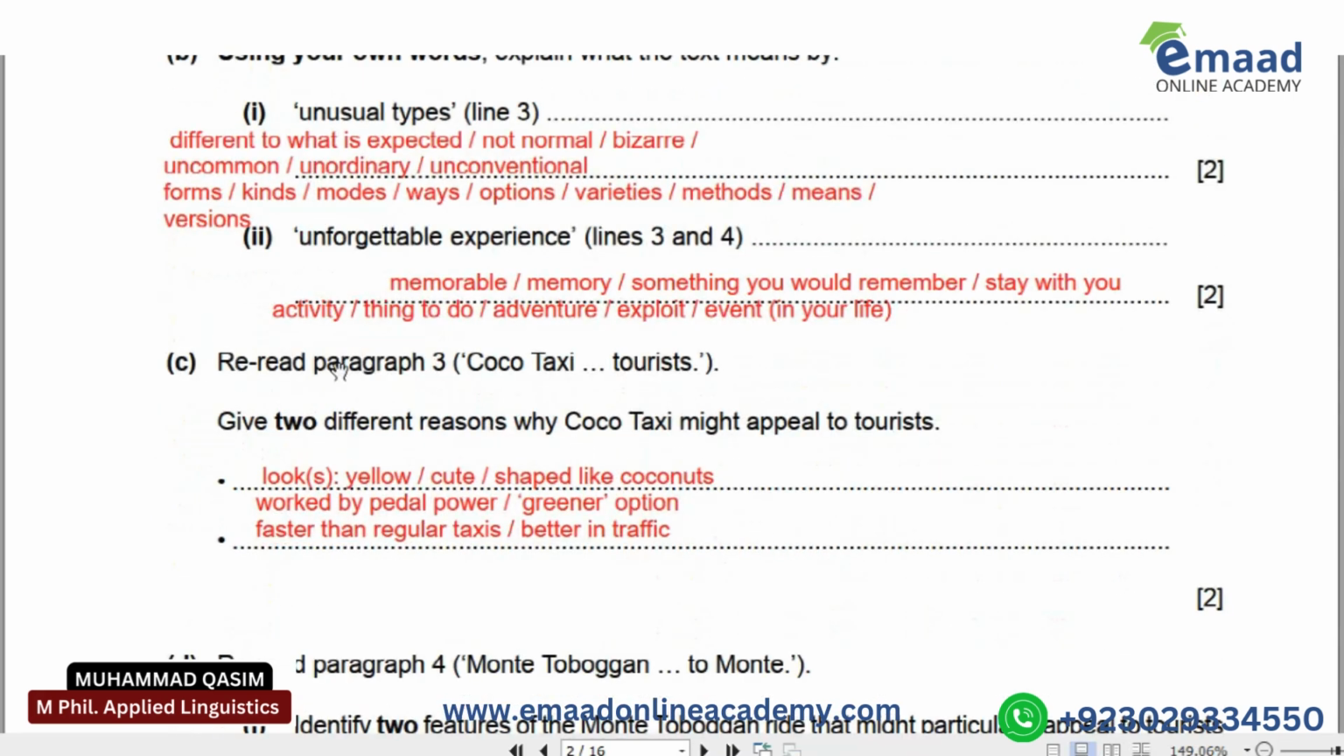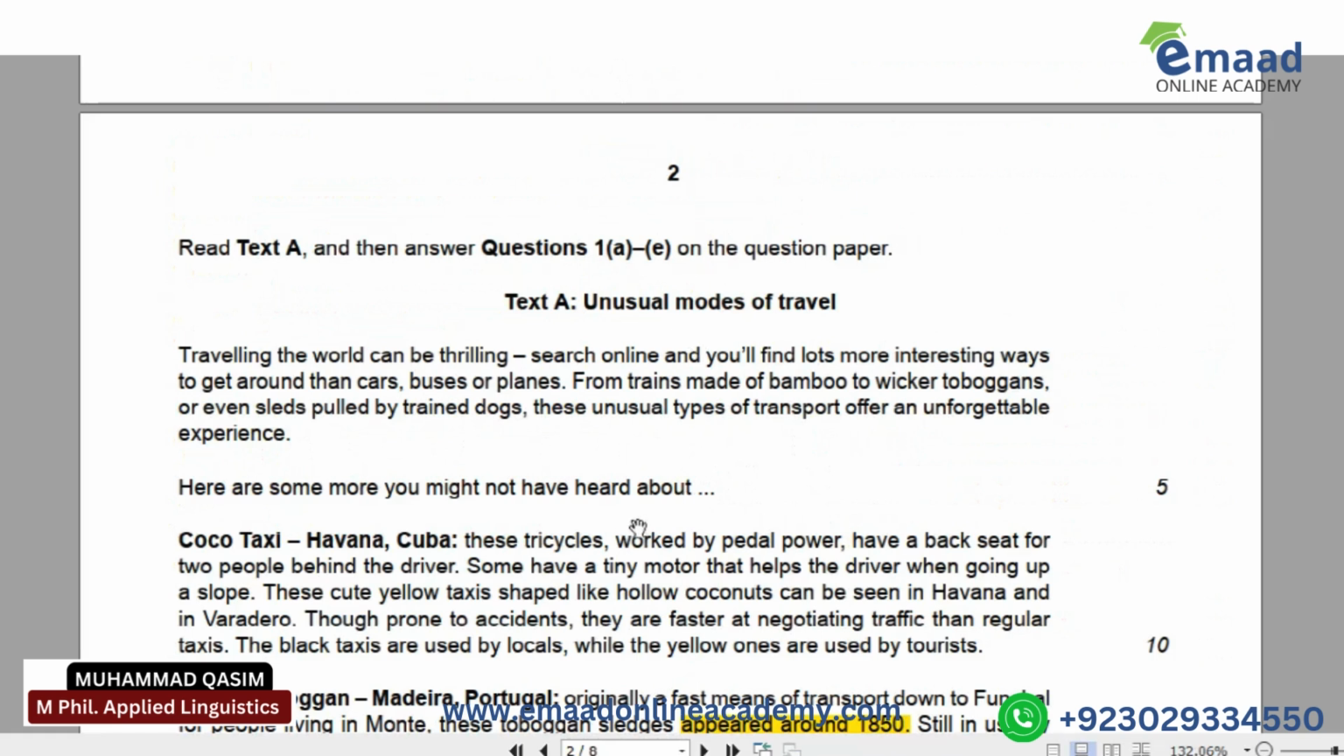You can also have in this question number 1 this type: reread the paragraph and give 2 different reasons why Coco Taxi might appeal to tourists. So what are the 2 reasons why it might appeal to tourists? Here is the reading insert. You can see the Coco taxi here. 3 tricycles worked by paddle power have a back seat for 2 people behind the driver. So 2 seats behind the driver.